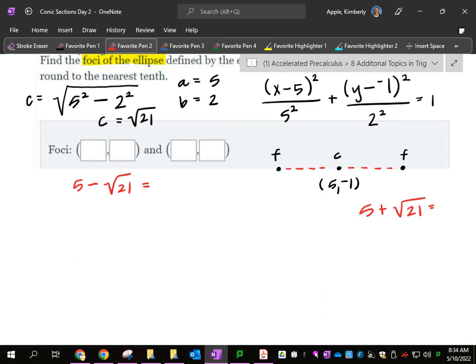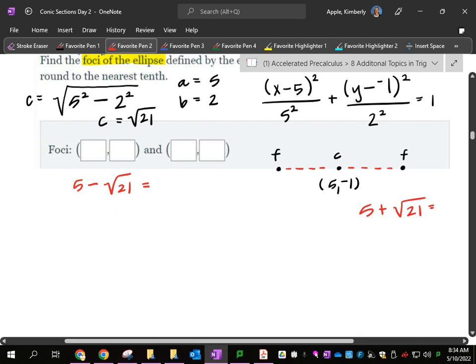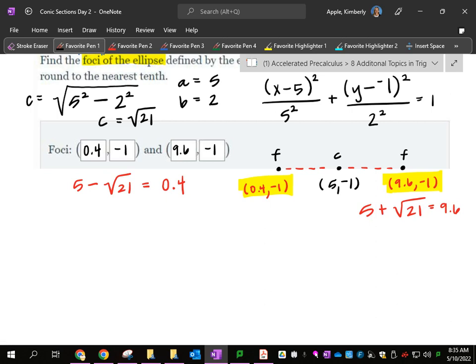So I'm moving from 5 minus the square root of 21. That gives you something crazy, but we'll give you 0.4. So this coordinate is 0.4, -1. And then we'll do 5 plus root 21, which will give me 9.6. So this coordinate will be 9.6, -1. And these are the coordinates of the foci. There we go. So it would be 0.4, -1, and this would be 9.6, -1. Aren't you glad you don't have to memorize all of these?